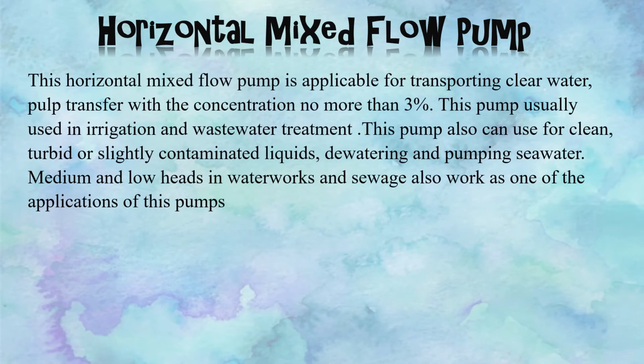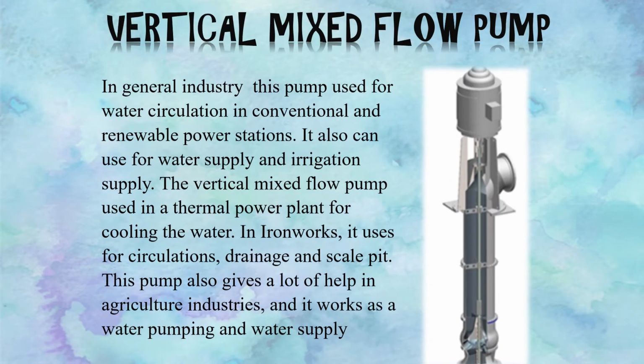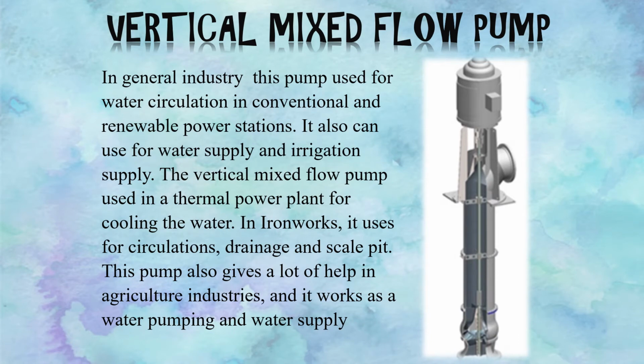This horizontal mixed flow pump is applicable for transporting clear water, and pump transfer with a concentration of no more than 3%. This pump is usually used in irrigation and wastewater treatment. This pump can also be used for clean turbid or slightly contaminated liquid, dewatering and pumping seawater. Medium and low head in waterworks and sewage are also among the applications of the pump. In general industry, this pump is used for water circulation in conventional and renewable power stations. It can also be used for water supply and irrigation supply.